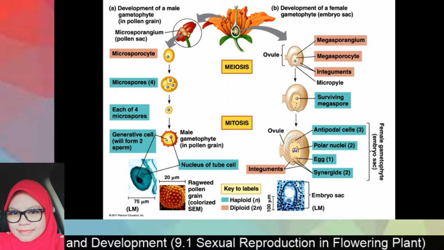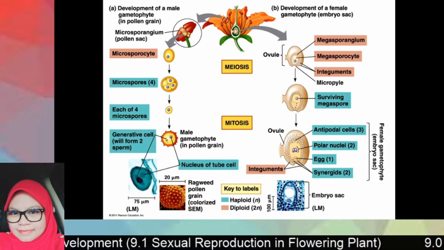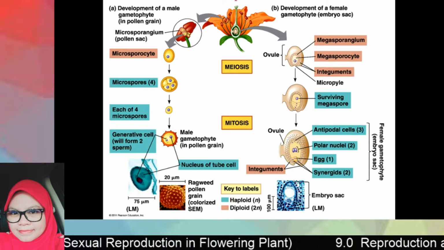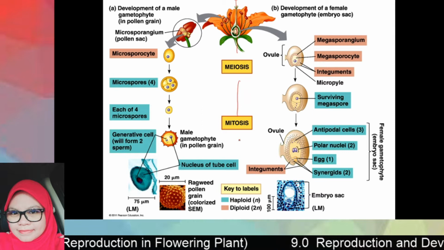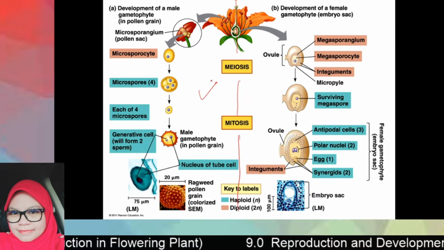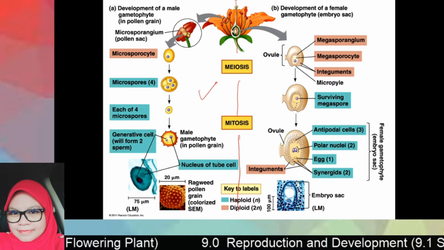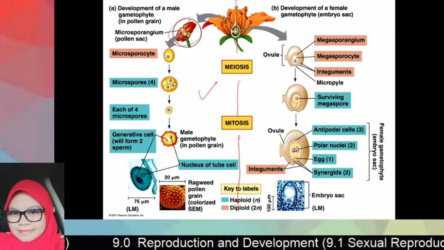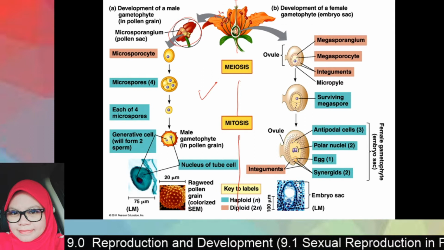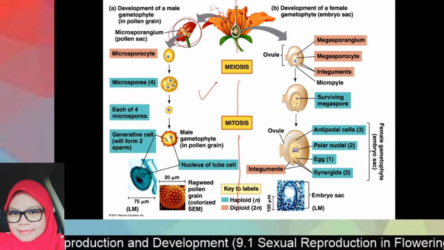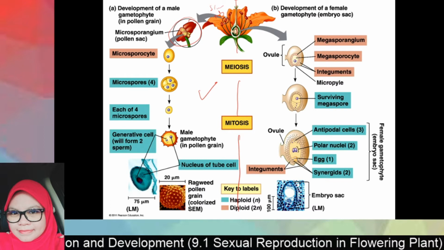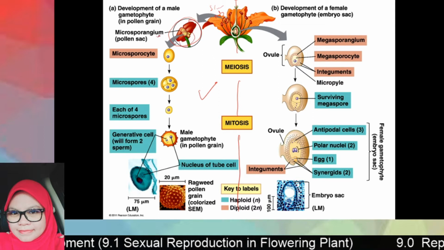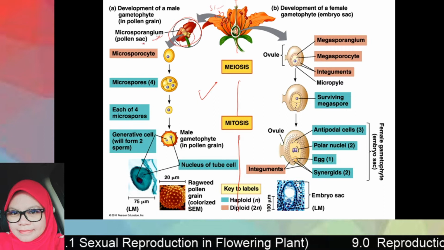Alright, so let's take a look. Okay, a revision of the formation of male and female gametes in flowering plants, which are angiosperms. Let's focus on this first. For the male gamete, it is developed in the anther. As we know, the reproductive structure of the male is called the stamen, which consists of the anther and the filament. In the anther there is a structure called the microsporangium, also known as pollen sacs.